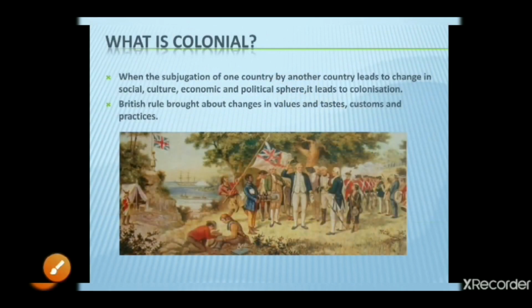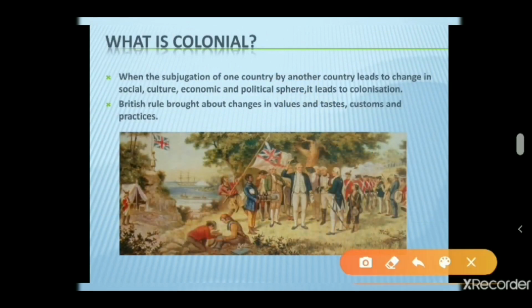The first topic in this is what is colonial. When the subjugation of one country by another country leads to change in the social, cultural, economic and political spheres, it leads to colonization. Now what do we mean by subjugation? Children, subjugation means the action of bringing someone or something under dominance or control.